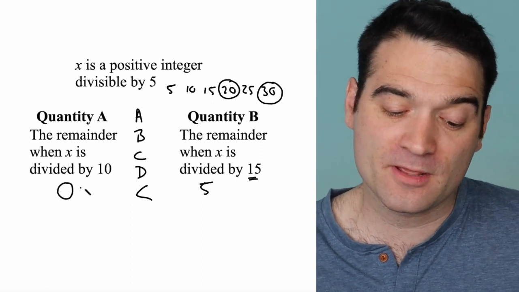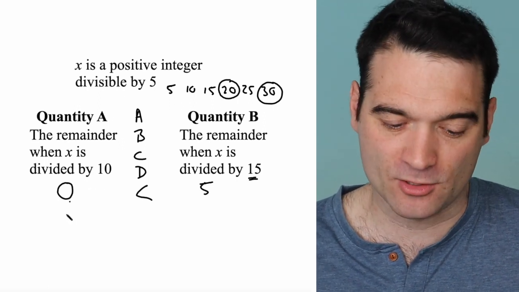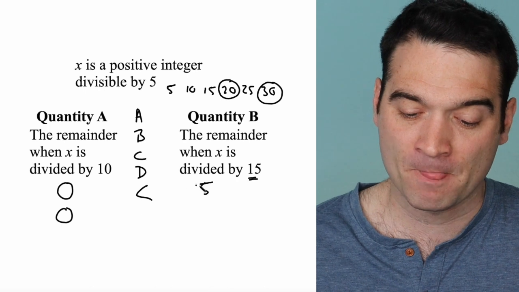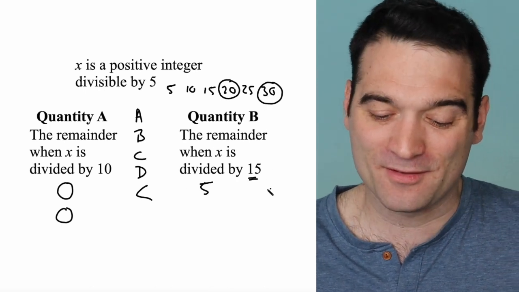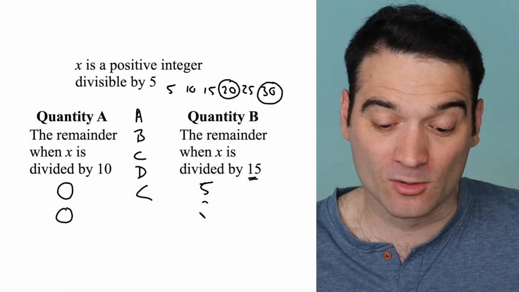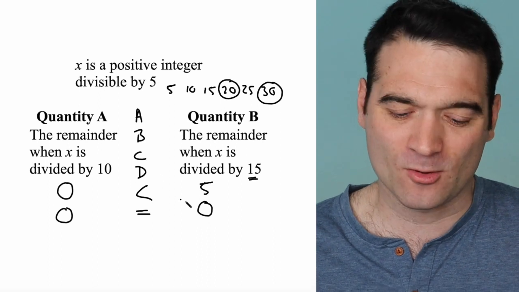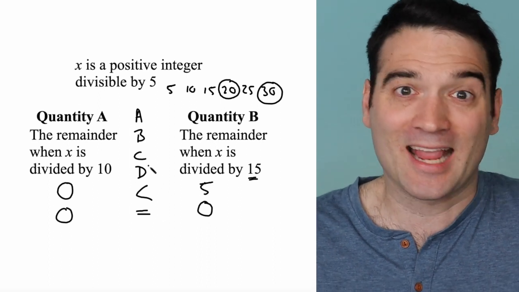When I divide 30 by 10, 10 goes into 30 3 times with 0 left over. There's 0 remainder here. And when I divide 30 by 15, 15 goes in completely to 30 2 times with 0 left over. So I have a case where they're equal. I have one case where quantity B is greater, one case where they're equal. That means I can't determine it.